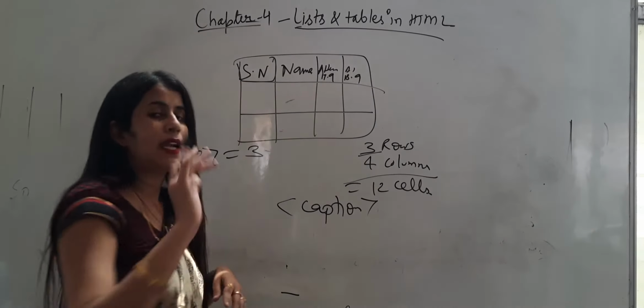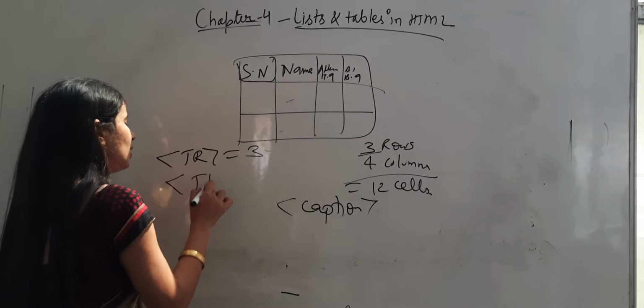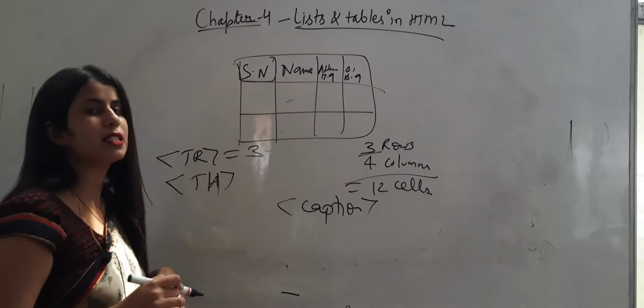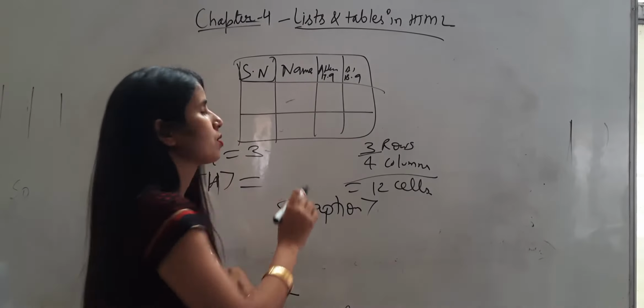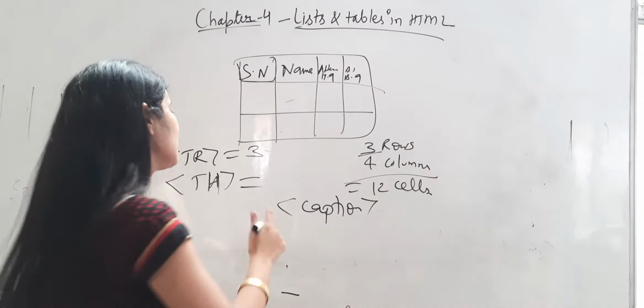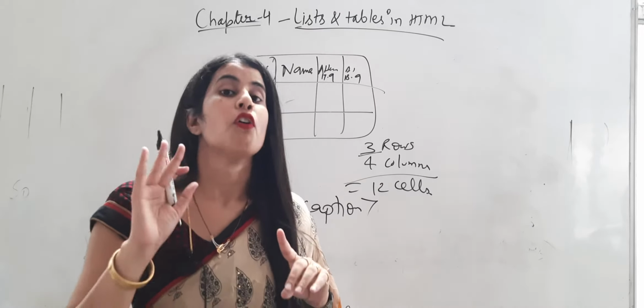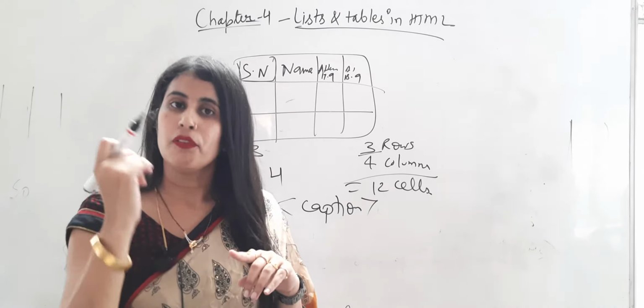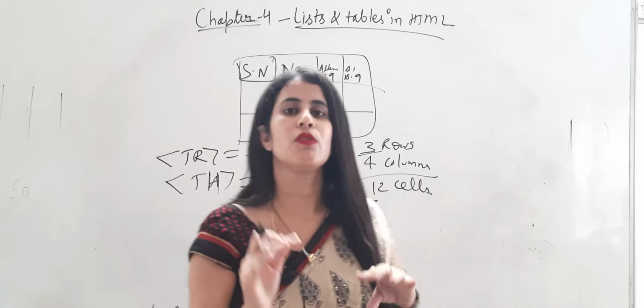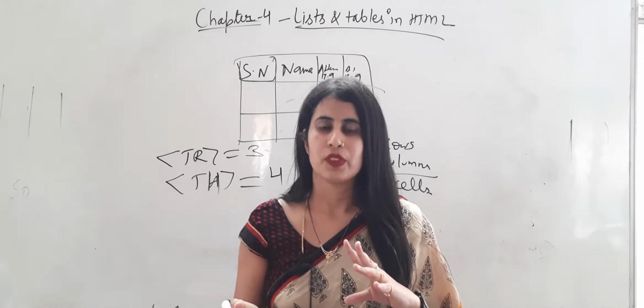So the heading we define by which tag? The th tag. We define the heading by the th tag. So here we have 4 headings. So how many th tags will we use here? We will use 4 th tags here. And if we use the th tags, then what difference occurs there?